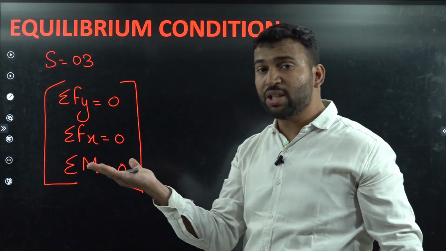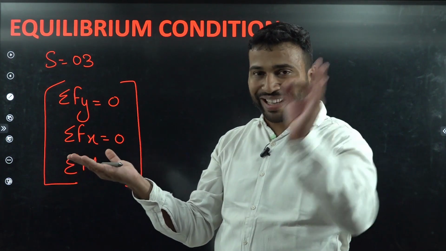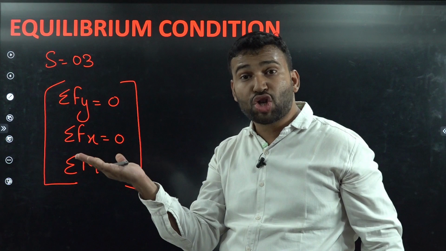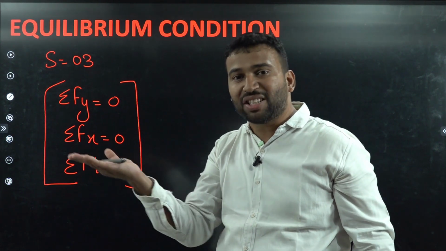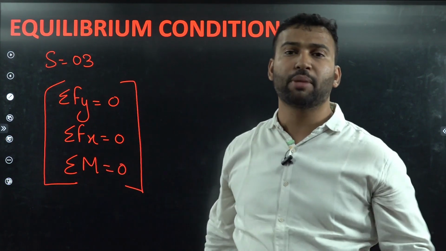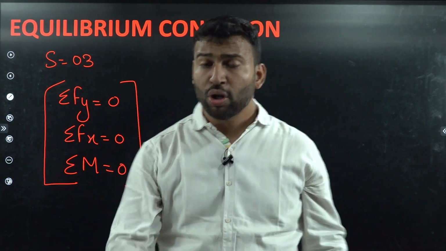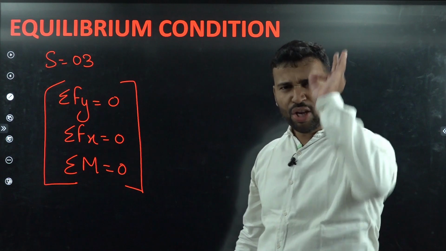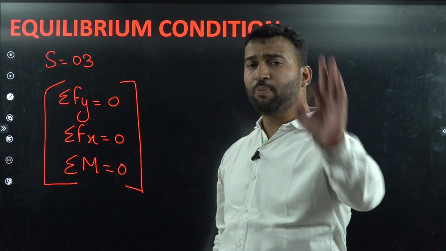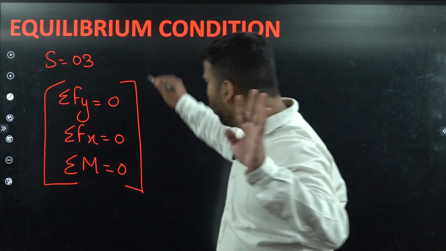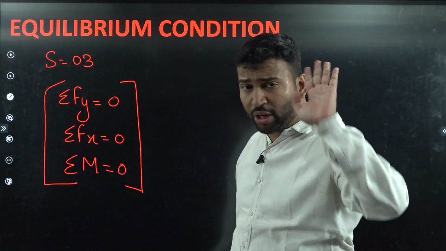So what does it mean? If all the three conditions exist here, the body will not change its basic coordinate, and this is the condition of equilibrium, students. This is the condition of equilibrium. Okay, so now if we want any body to be in equilibrium, we have to follow all these conditions. What does it mean?